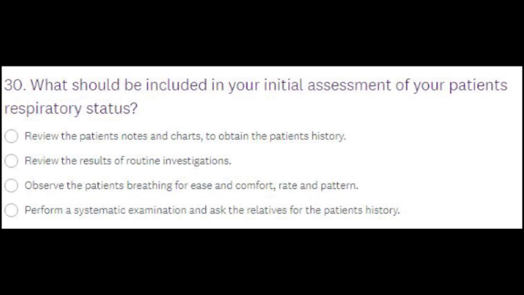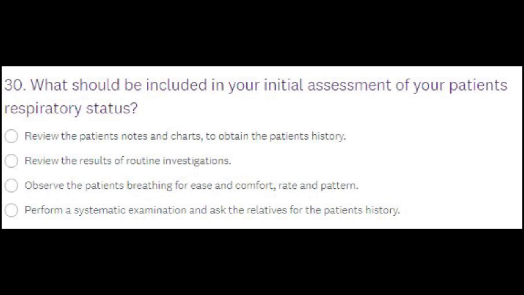Question number 30. What should be included in your initial assessment of your patient's respiratory status? Option A, review the patient's notes and charts to obtain the patient's history. Option B, review the status of routine investigations. Option C, observe the patient's breathing for ease and comfort, rate and pattern. Option D, perform a systematic exam and ask the relatives for the patient's history.